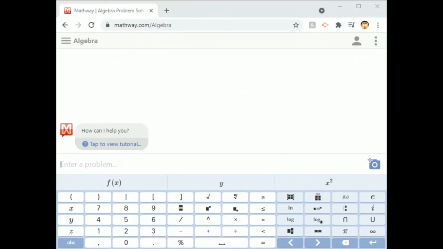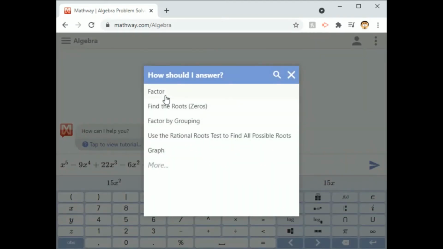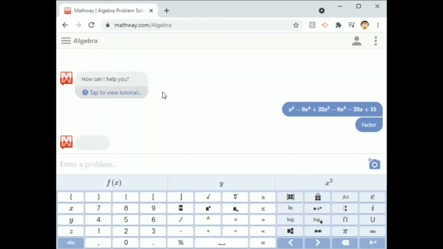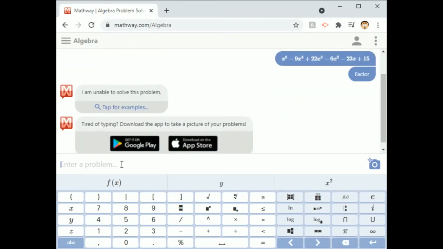Okay, so popping over to MathWay, what I'm going to do is type in my original polynomial, x to the 5th minus 9x to the 4th plus 22x cubed minus 6x squared minus 23x plus 15. Click that over here, and I'm going to ask it to factor it for me. And when it does that, it is unable to solve the problem.